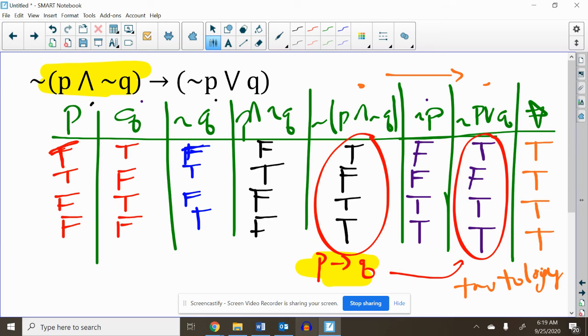Okay. It's interesting that both of these statements have the same truth table column as P implies Q. So they are both actually logically equivalent to saying that P implies Q.